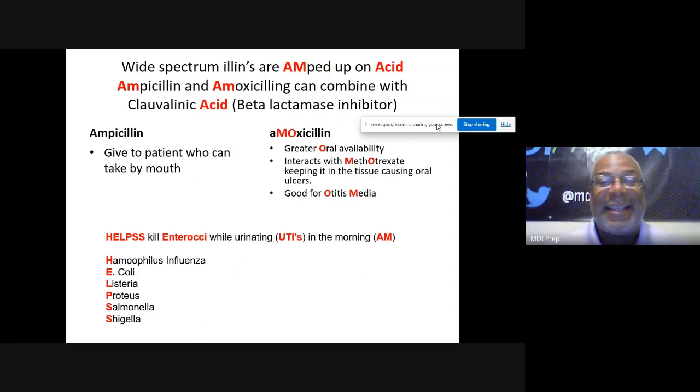Now, next thing. So we talked about ampicillin and amoxicillin, right? Ampicillin and amoxicillin. And we said that these are wide spectrum antibiotics. Now, that means that these things can cover a lot of different things. Okay. The only thing that I want you to remember from this slide are a few things. One, amoxicillin is given how? How do we give amoxicillin?